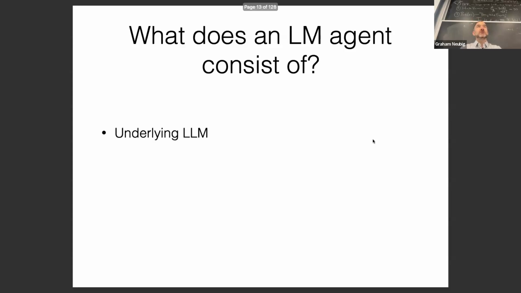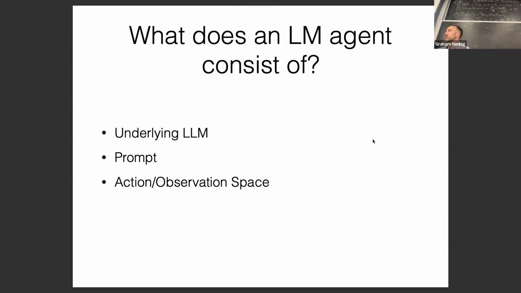So if we think of what an LLM agent consists of, when you say an agent, usually you're talking about the combination of three things. The first is an underlying LLM. The second is a prompt that conditions the output of the LLM. And the final thing is an action and observation space, or a list of tools that you're able to use. And so when people say something like a multi-agent system, usually they're talking about varying one or more of these and having different models with different action or observation spaces or different prompts or other things like that.